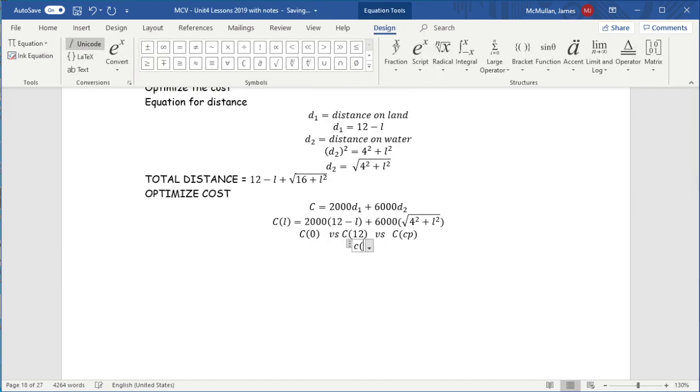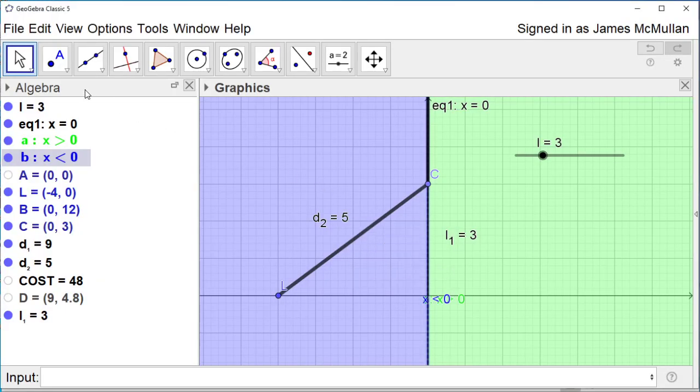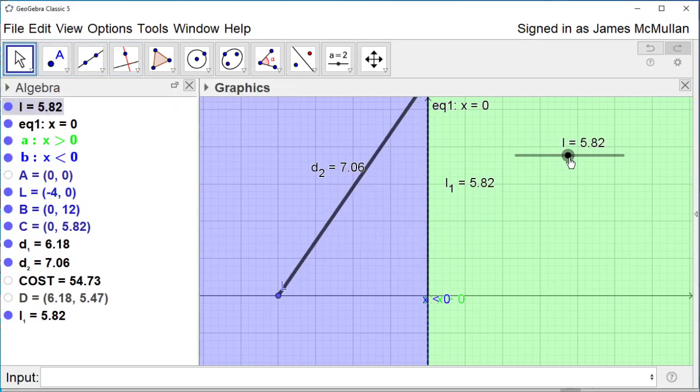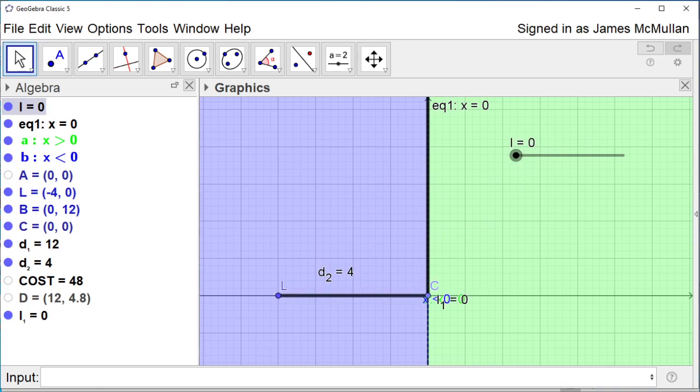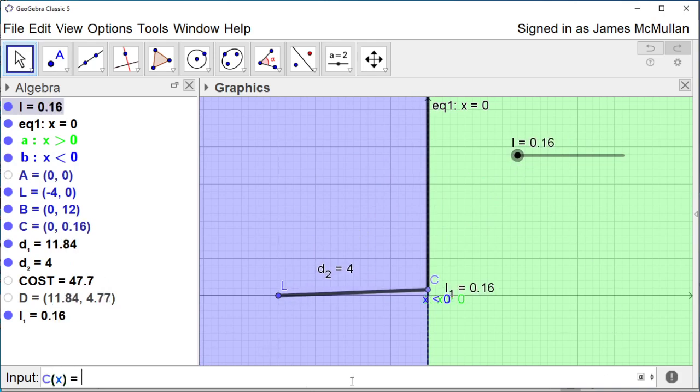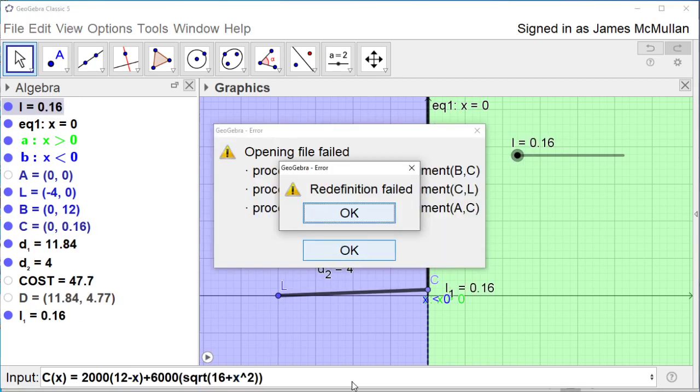Okay, so C0 would be what if I ran the cost all the way down to the bottom here? How much would that cost? So let's write the cost equation again. I said it was 2,000 times (12 minus x), and then plus 6,000 times the square root of (16 plus x squared).